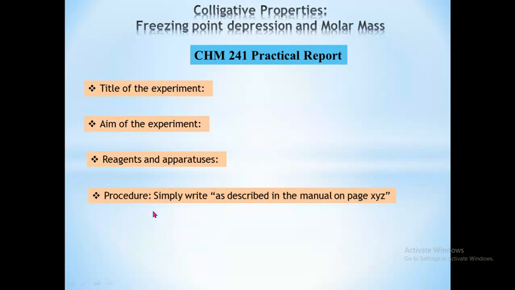For the procedure, since you all have the manual, simply write as described in the manual on page XYZ. Then after all this, we have the result.